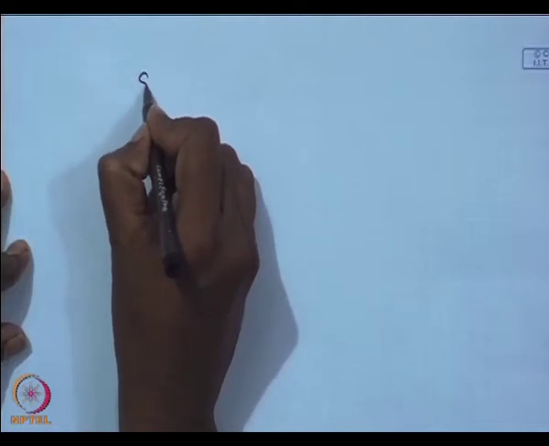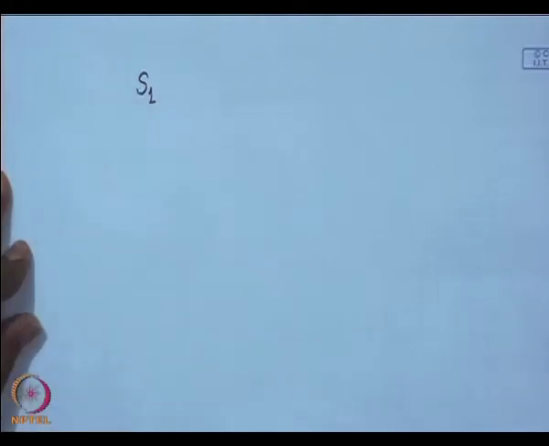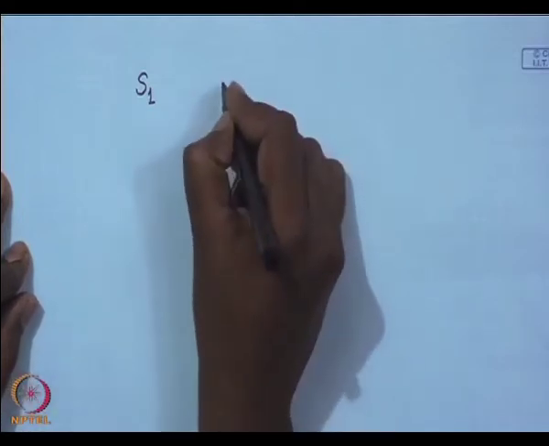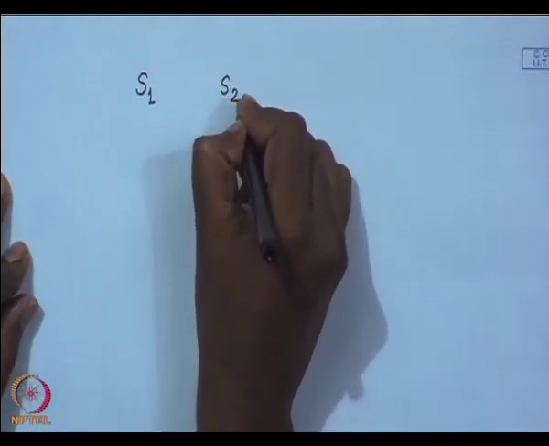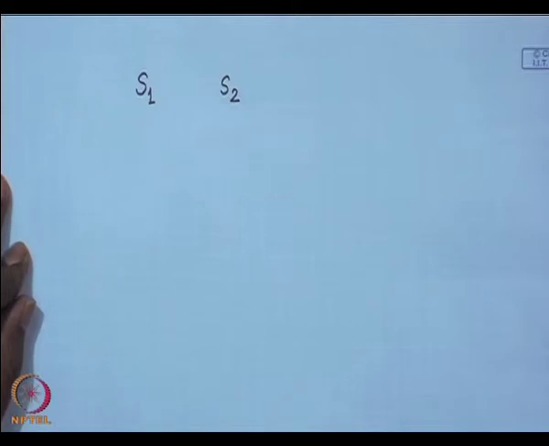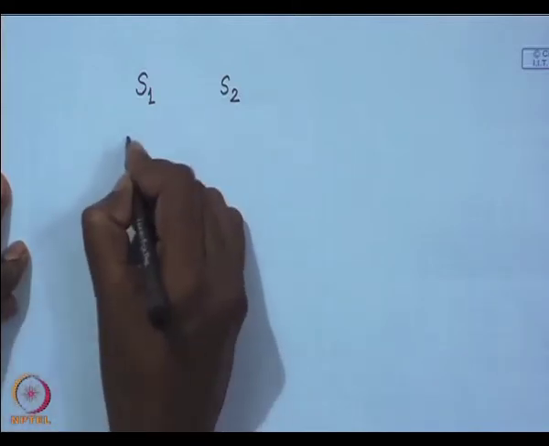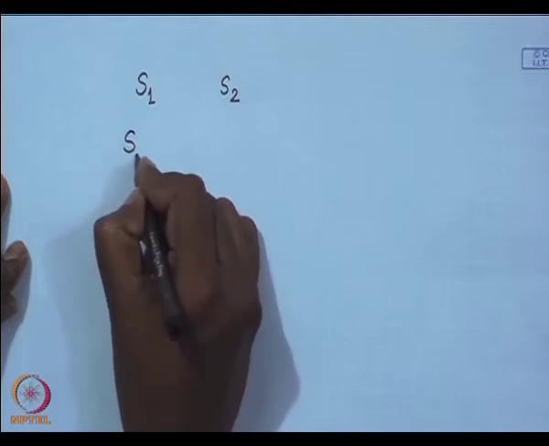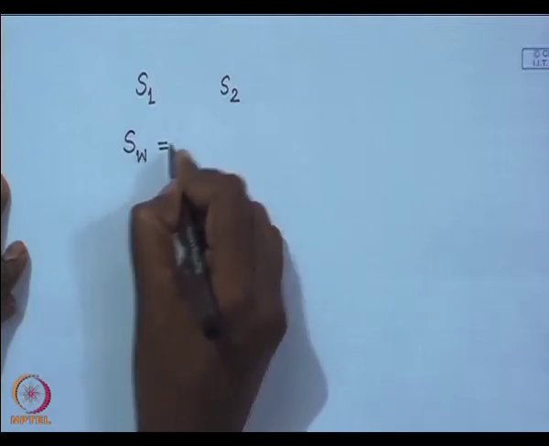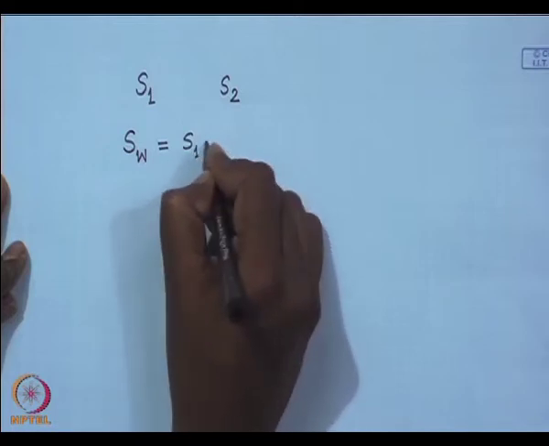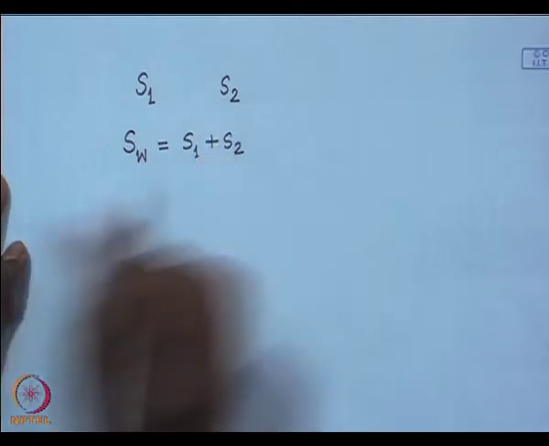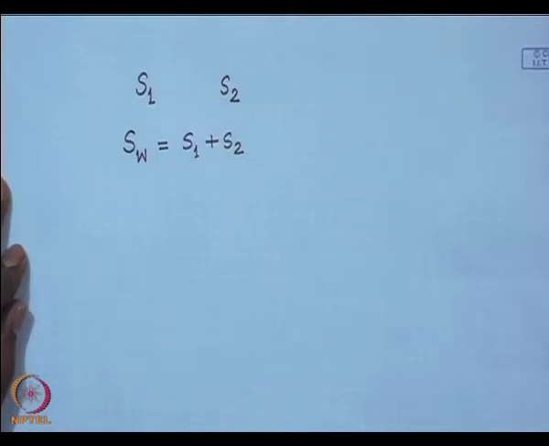Then it defines what is called the total within class scatter. If you remember, we have said that if S1 is the scatter of the feature vectors in class omega 1 and S2 is the scatter of the feature vectors in class omega 2, then the total within class scatter is given by SW, which is nothing but S1 plus S2. So this is the total within class scatter.